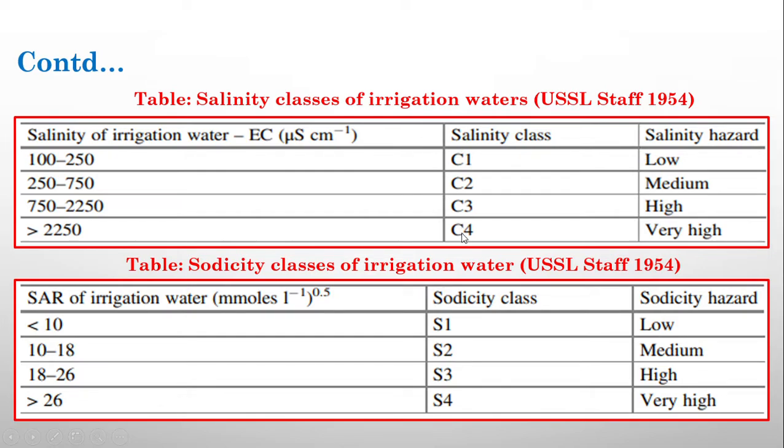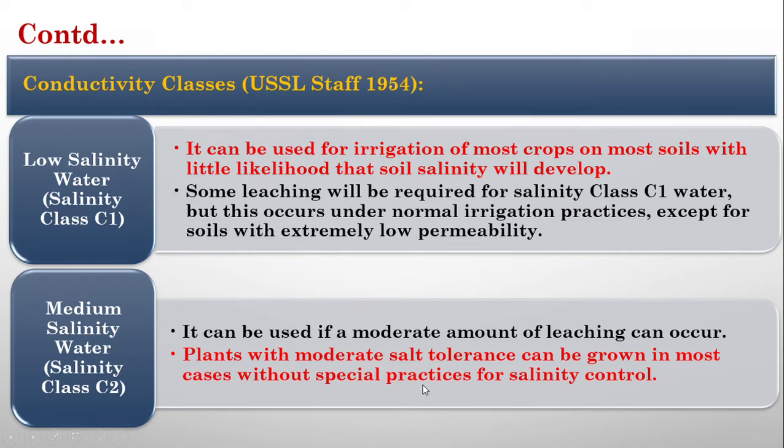So when it is C4S4, it is a very high hazard causing water. According to these two tables, these two salinity class and sodicity classes, there are 16 combinations of water: C1S1, C1S2, C1S3, C1S4, C2S1, C2S2, C2S3, C2S4, and so on. Out of these 16 combinations, C4S4 is the most vulnerable type of water which cannot be used for any plants because it can cause both salinity hazard as well as sodium hazard.